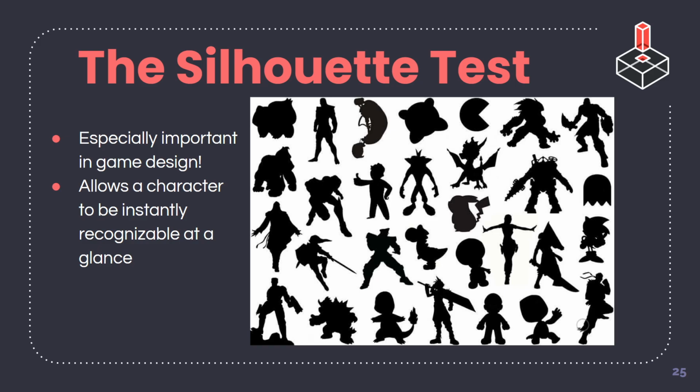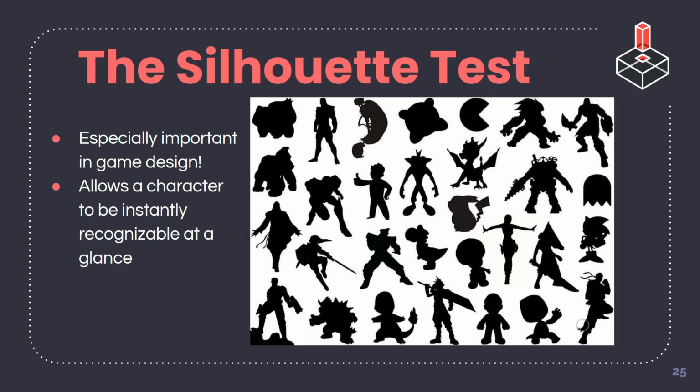Okay, now we're moving on from color and we're going to talk about silhouette. So the silhouette test is something that you will see online whenever you look up character design. It's especially important in game design because in game design you want to be recognizable. You want people to instantly know who your character is as soon as they look at the box art. So the silhouette test is a check to see if your character is instantly recognizable at a glance.